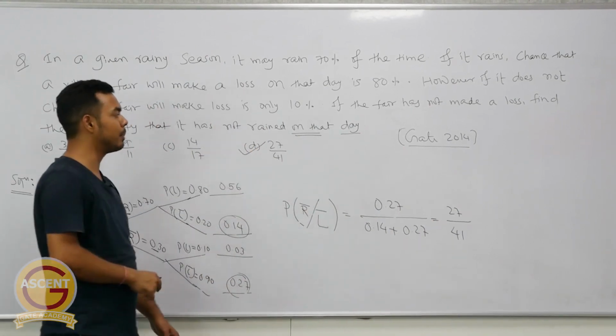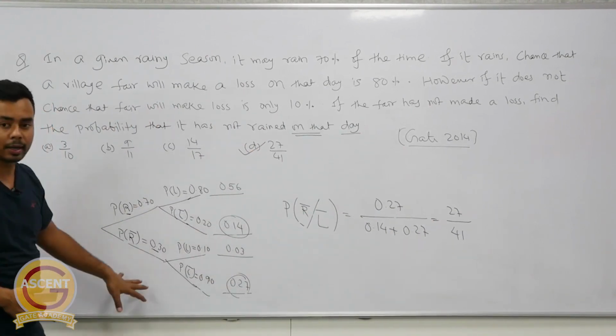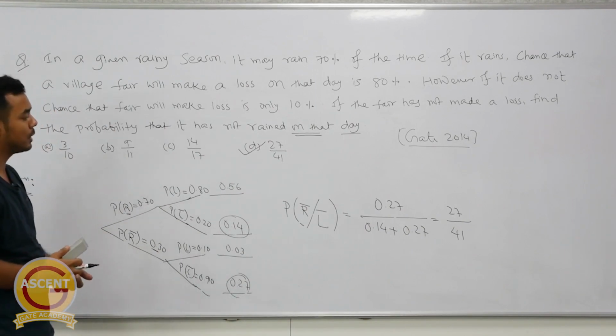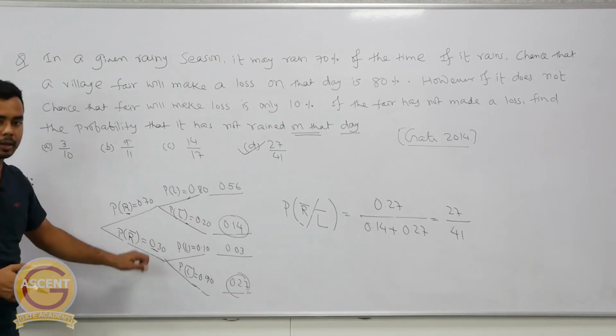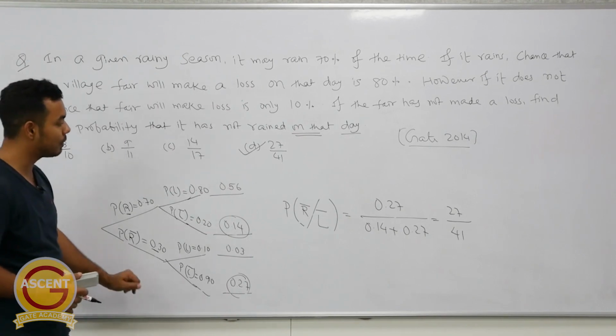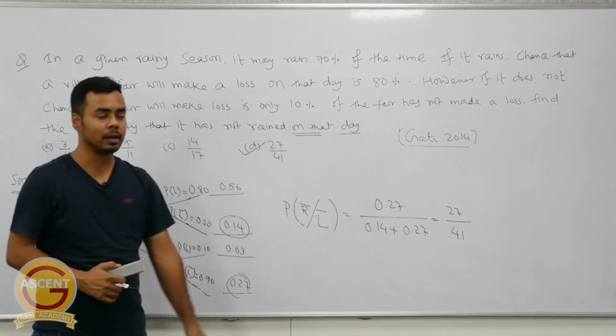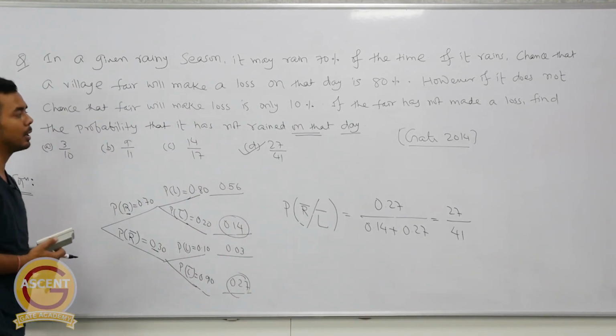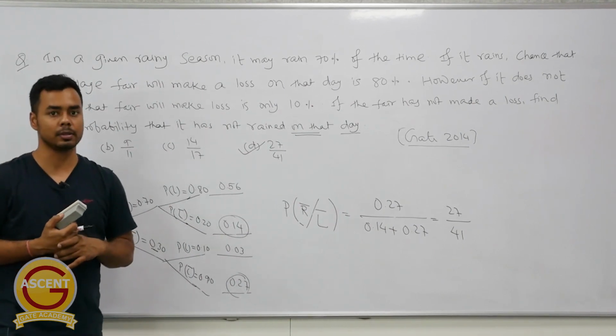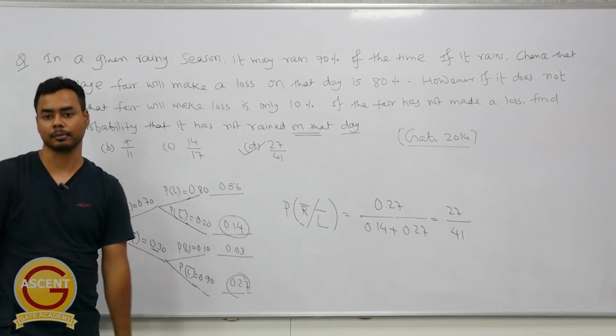Now again, these are very simple problems. Once you know how to draw this tree diagram, then you can solve any problem of Bayes theorem or total probability using this tree diagram. So this was the end of the first part of this chapter, probability. Now after this, we'll talk about random experiments and we'll see different types of distributions.